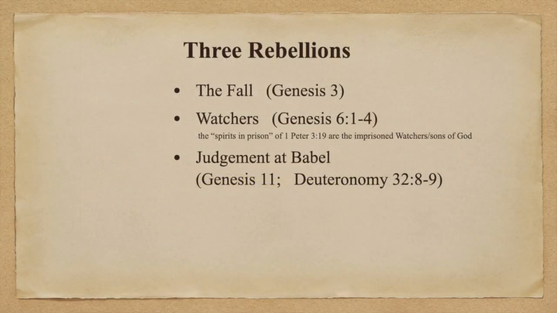Before we continue any farther, I'd like to take a step back and look at these rebellions and their order and structure so that we don't get confused. So we're talking about three rebellions. The first would be the fall in Genesis 3 with the Nakash and Adam and Eve. The second would be the Watchers in Genesis 6, 1-4. And the third rebellion would be the one that occurred at the Tower of Babel in Genesis 11, Deuteronomy 32, 8-9, and referred to in Psalm 82. So I will play a clip of Dr. Michael Heiser reviewing this material, and then we will continue.